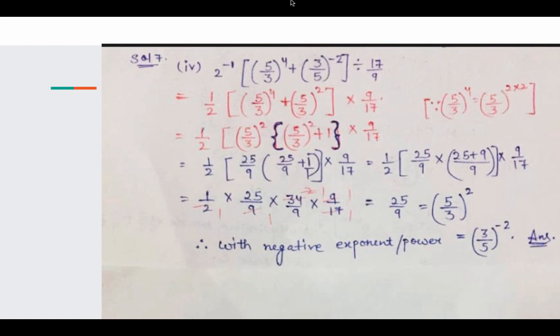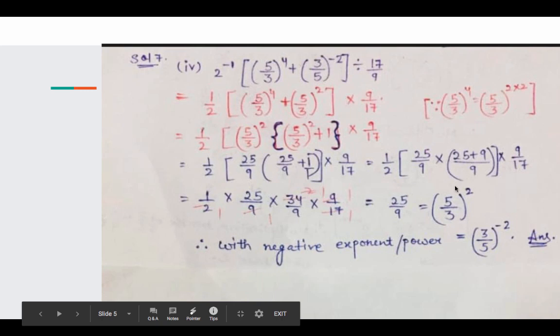Let's see question number 7, solution 7. Again, in the question, whatever value you get, you have to write it with a negative exponent or power. Negative exponent or power means the power is to be made negative to express the answer. So firstly we will solve it and then we'll make the power negative.